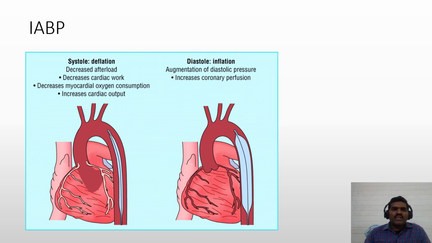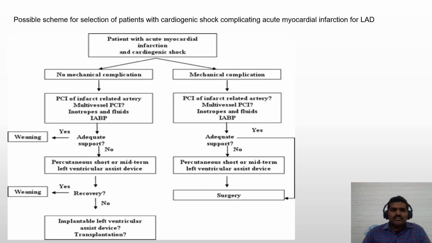Possible scheme for selection of patients with cardiogenic shock complicating acute myocardial infarction for left ventricular assist devices. Patient with acute myocardial infarction and cardiogenic shock, there is no mechanical complication. PCI of the infarct-related artery with multivessel PCI, inotropes and fluids with IABP are preferred. If there is adequate support, you should plan for weaning. If there is no adequate support, percutaneous short or mid-term left ventricular assist devices can be used. Look for recovery. If yes, plan for weaning. If no, implantable left ventricular assist devices or transplantation can be done.